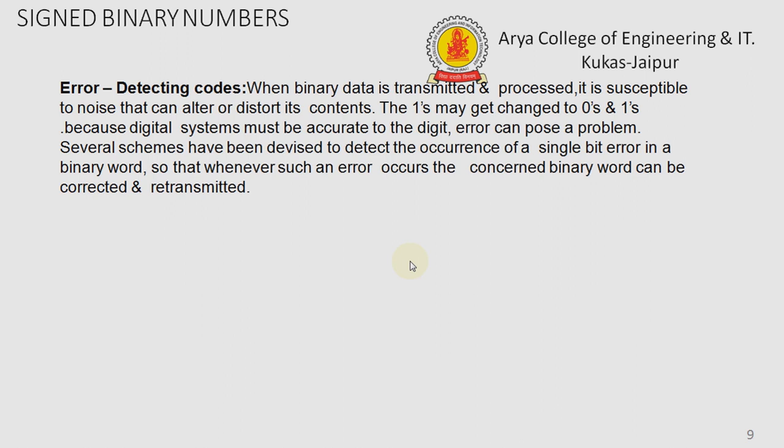When binary data is transmitted and processed, it is susceptible to noise that can alter or distort its contents. The ones may get changed to zeros and zeros to ones, because a digital system must be accurate to the digit. Errors can pose a problem, and several schemes have been devised to detect the occurrence of a single bit error in a binary word, so that whenever such an error occurs, the concerned binary word can be corrected and retransmitted.